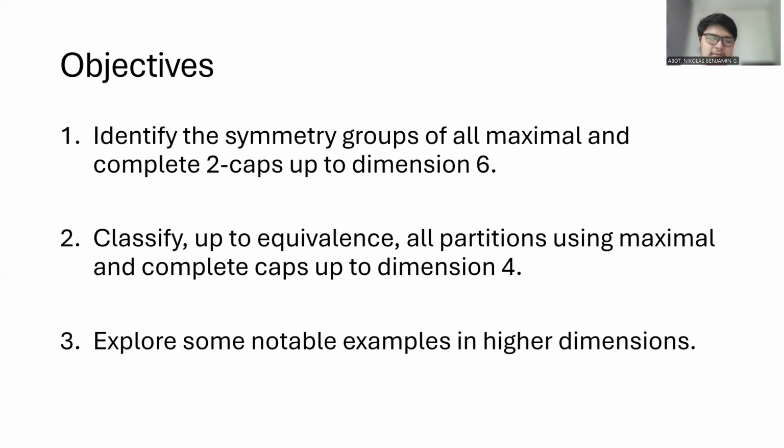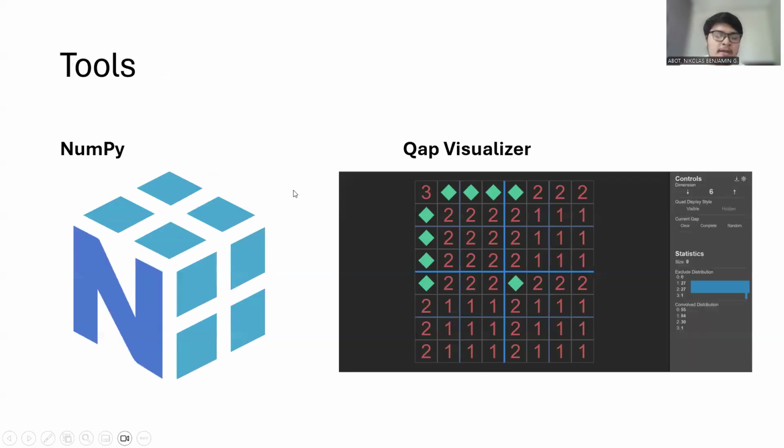And lastly, we'll do some minor exploration with some notable examples in higher dimensions, namely dimensions 5 and 6, where currently the search space is too large to find all partitions, but it's enough to note the symmetry groups of some notable partitions, since we do know what caps are available. The tools to be used in this particular paper are NumPy, to help assist with analyzing the affine symmetry group, since it has linear algebra capabilities with matrix representations, and the Cap Visualizer, a software originally made by Raphael Walker and also used in the paper of Krieger et al., to help understand the structure of caps.